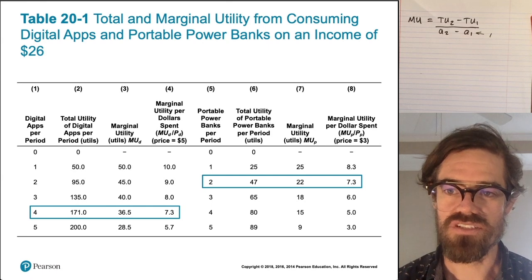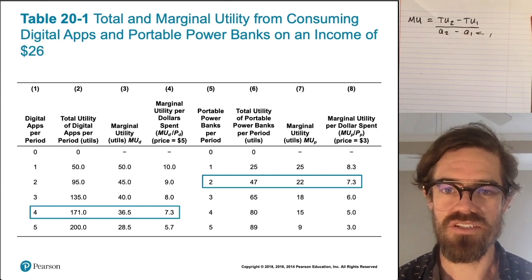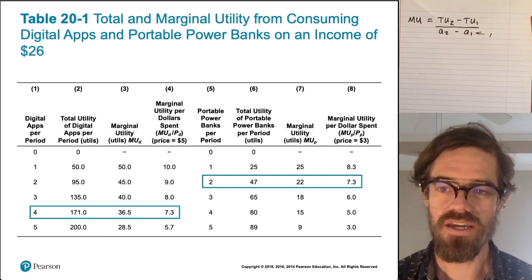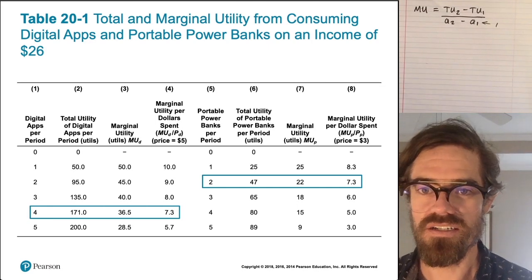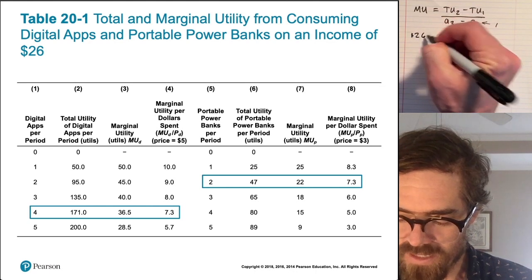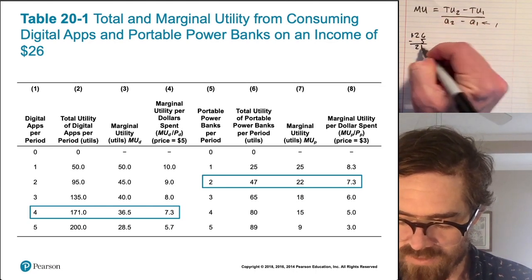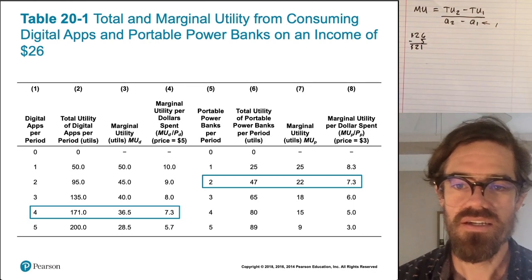Okay, so you buy that first digital app. And by the way, take note that this consumer's income or budget is $26. So, okay, they buy that first app. Maybe I'll keep track of this here. They had $26. They buy that first app for $5, and now they have $21 left over. Okay, so they still have money to spend.